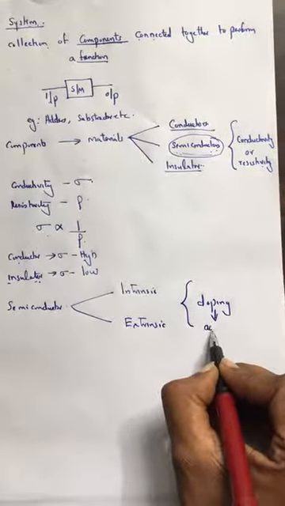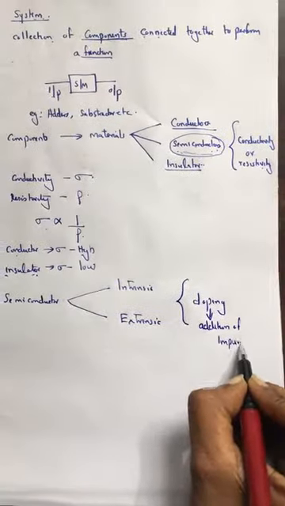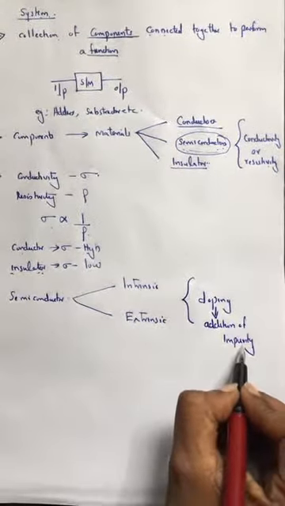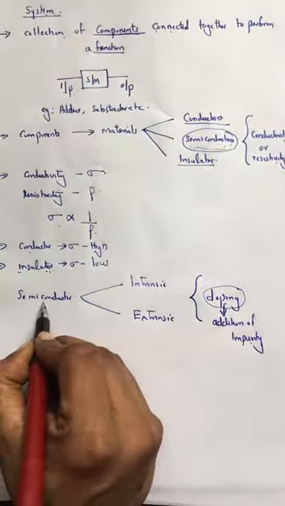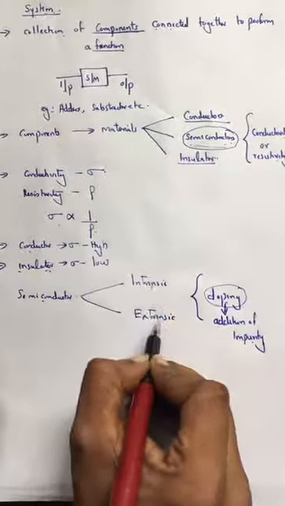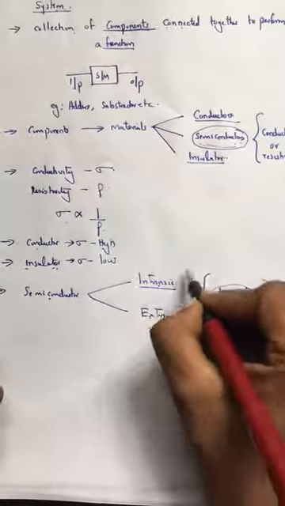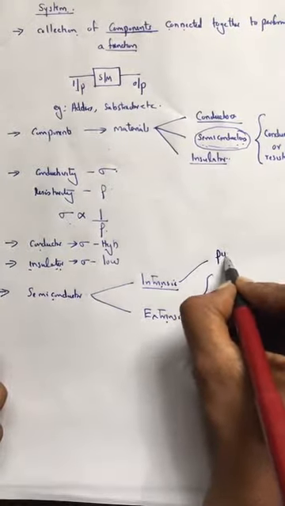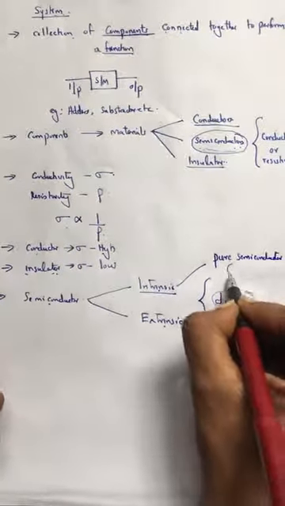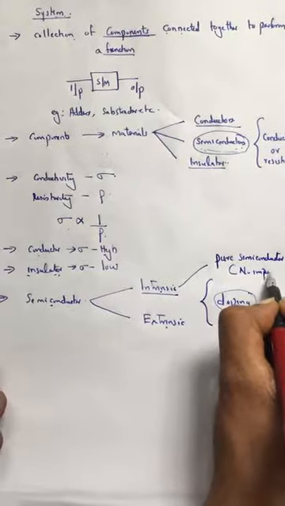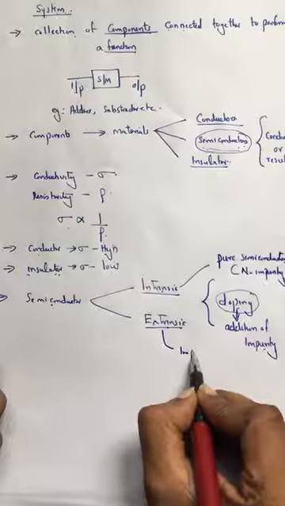Doping means addition of impurity. So, the addition of impurity is called the process of doping. With respect to the doping, semiconductors are classified into intrinsic and extrinsic. First of all, look at the intrinsic semiconductor. An intrinsic semiconductor is called a pure semiconductor. That means no impurity is present, but extrinsic is impure.